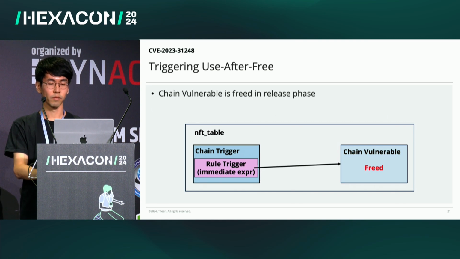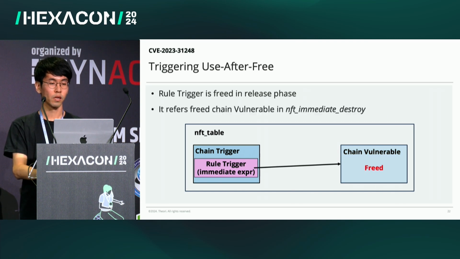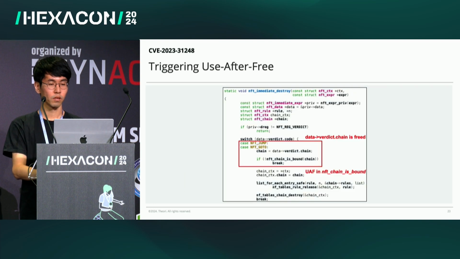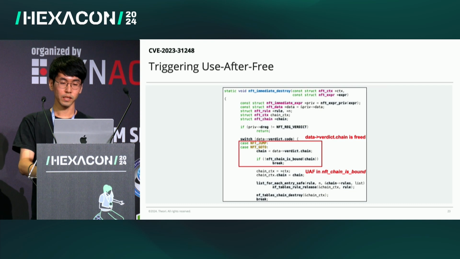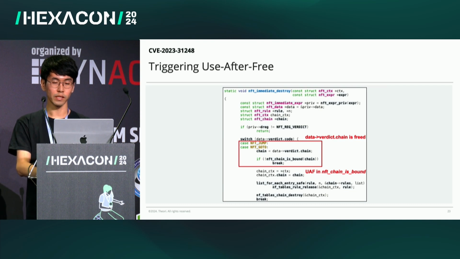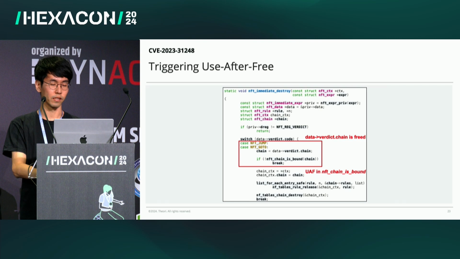In the release phase, the vulnerable chain is freed first, and then the trigger rule is destroyed. At this point, the UAF is triggered by referencing the chain that was freed when the immediate expression is destroyed. The nft_immediate_destroy function that triggers the UAF is implemented like this. It reads data.verdict.chain and calls the nft_chain_is_bound function with it as an argument. Since the chain is freed at this point, the UAF read is triggered by referencing the freed chain.